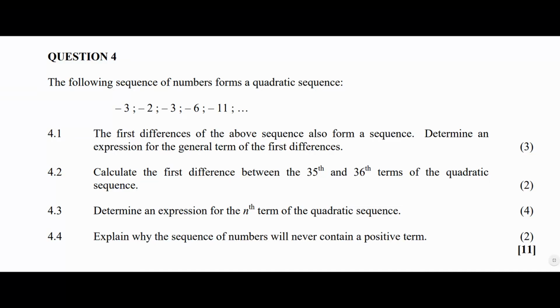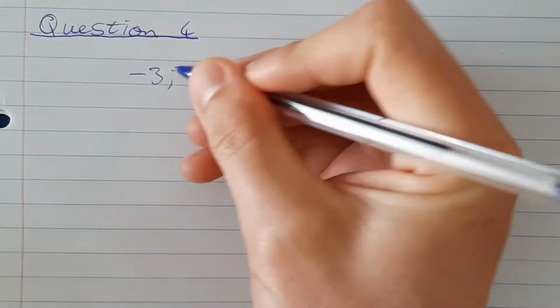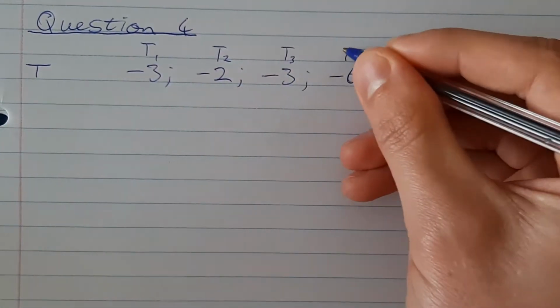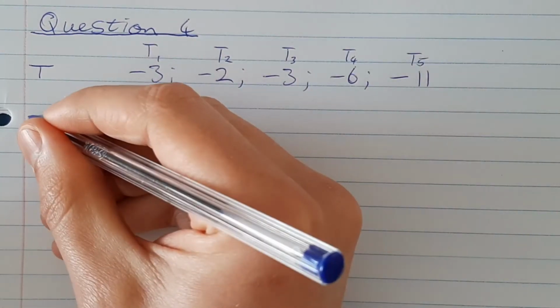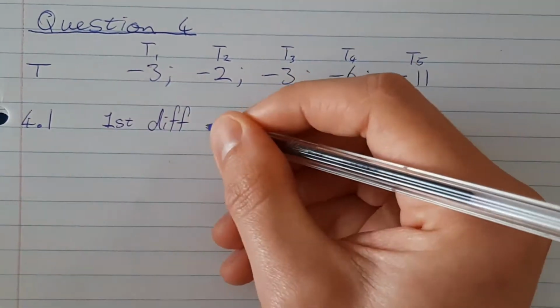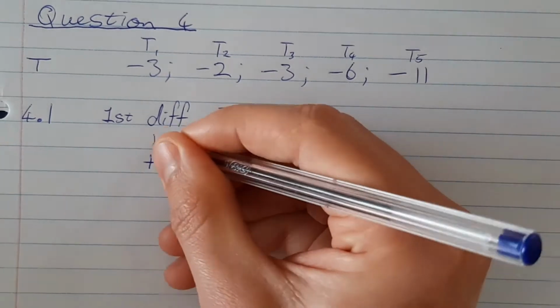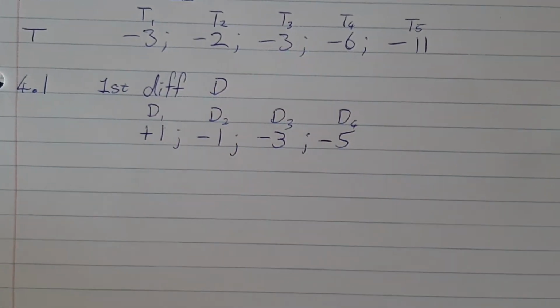In question 4, we are given a quadratic sequence. Question 4.1 tells us what we already know. The first derivative of a function is also a function. It then asks us for an expression for this first derivative. For this question, we are going to label the given sequence terms with the capital letter T, the first difference terms with capital letter D, and the second difference terms with small letter d. We then write out the first 4 terms for the first difference. The question is thus asking for a general term for d in terms of n.